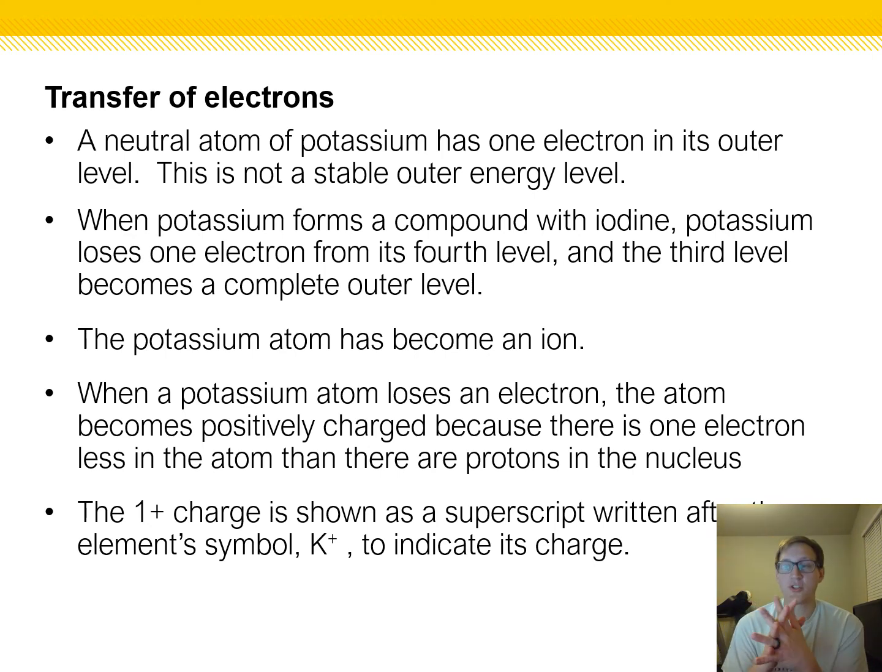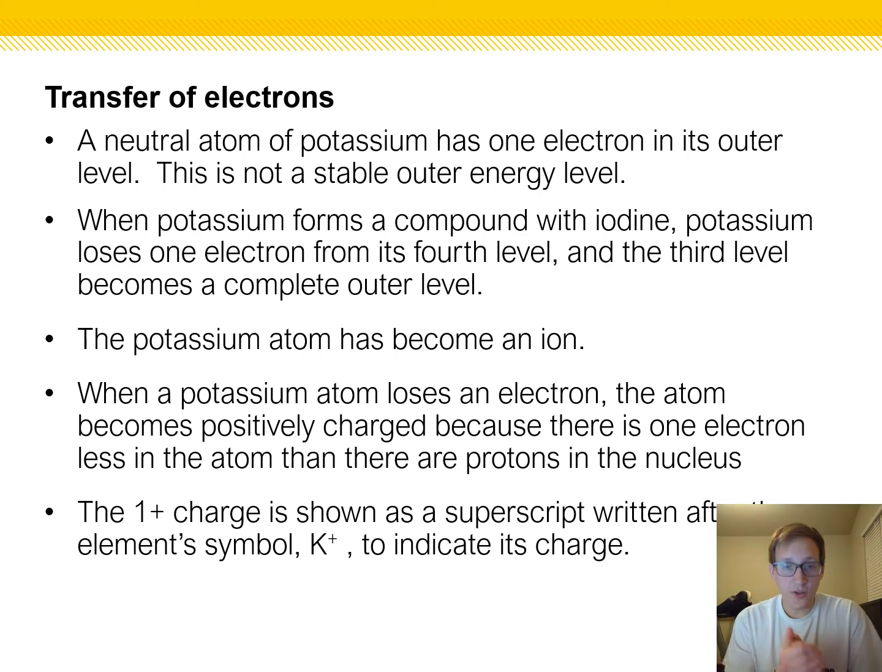The 1+ charge is shown as a superscript, in the top right corner, written after the element, K+. You can write in the 1 if you really want; some people don't, some people do. But you'd write K 1+, or 2+ if it was 2. In this case, it's just 1 because we only lost 1 electron.